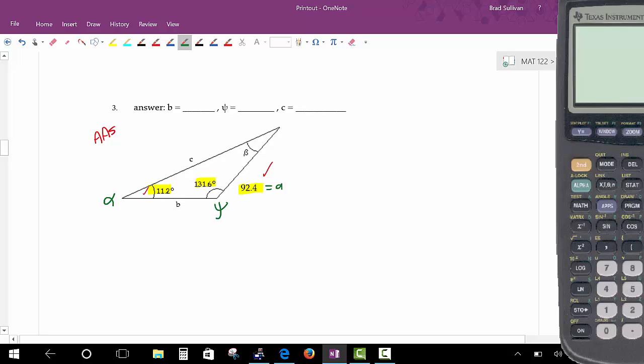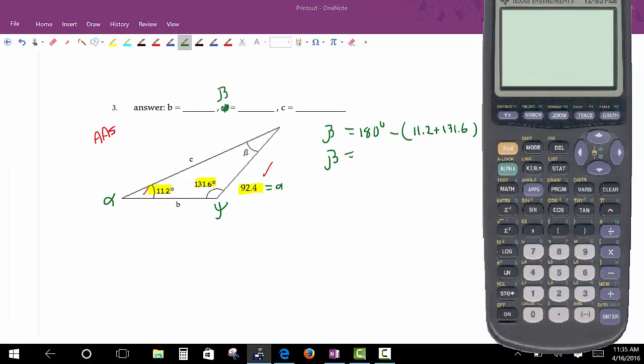Now, I think I obviously did this wrong on here. So we need to find angle beta, it looks like. Okay, so let's get that corrected first of all. Let's start by finding angle beta. Angle beta would be 180 degrees minus the other two angles. We had 11.2 plus 131.6. I'm just going to do that in one step in the calculator, which you can always do. So I'm going to do 180 minus parentheses, if you want to do it this way, 11.2 plus 131.6.